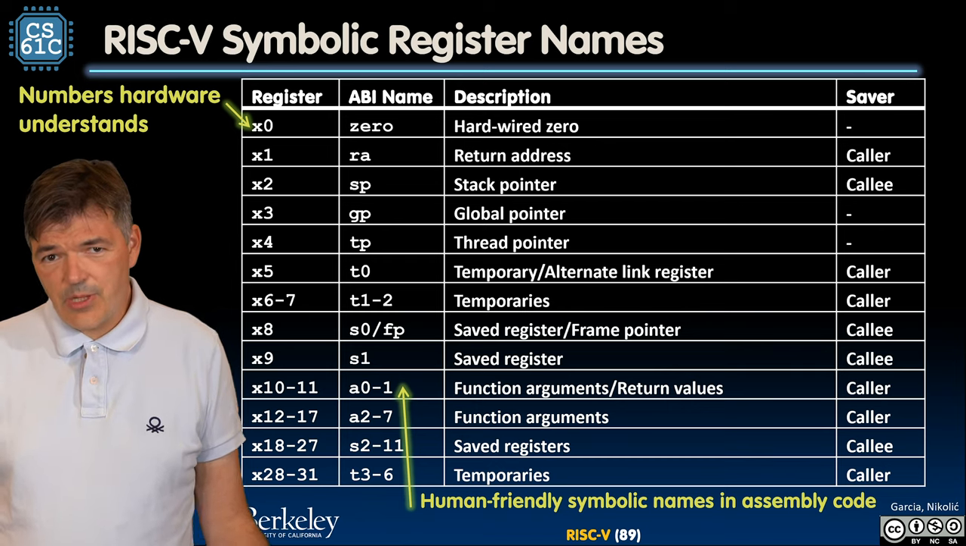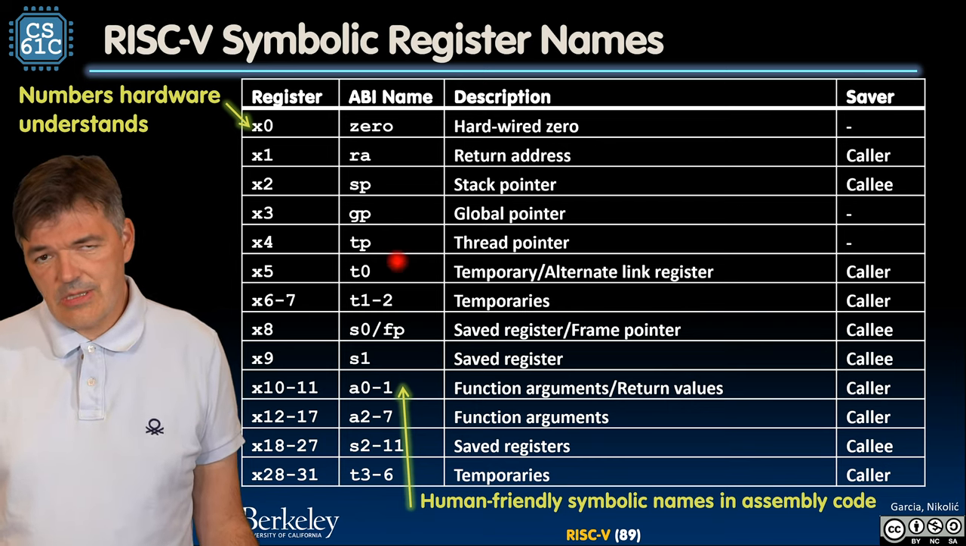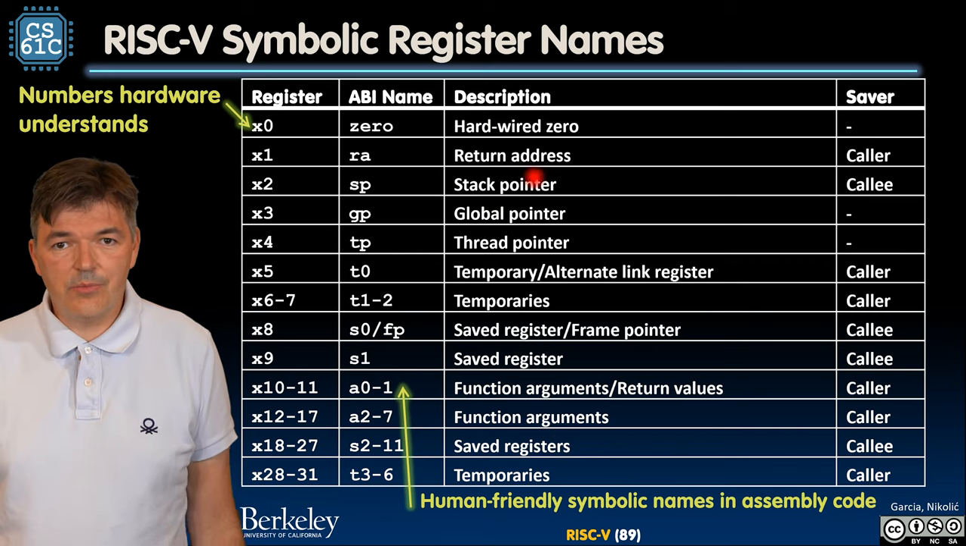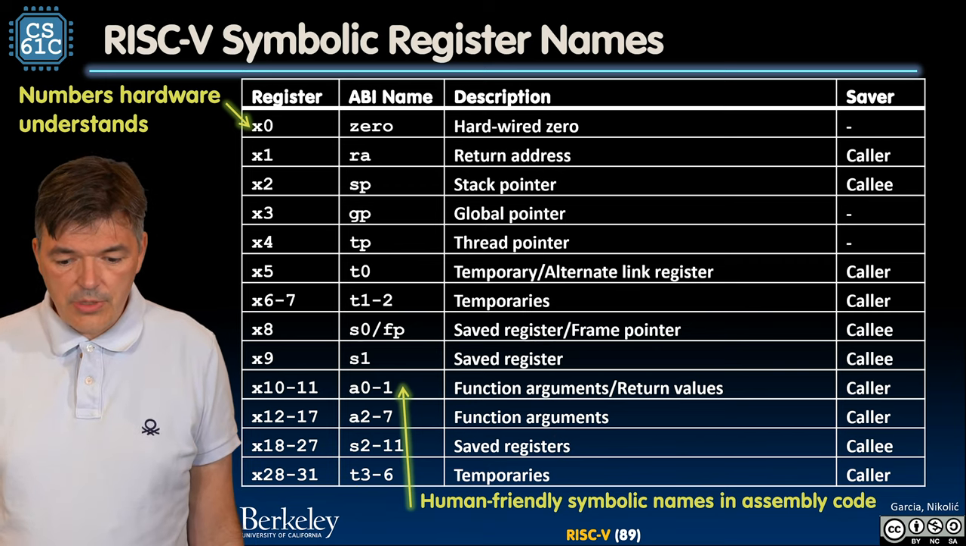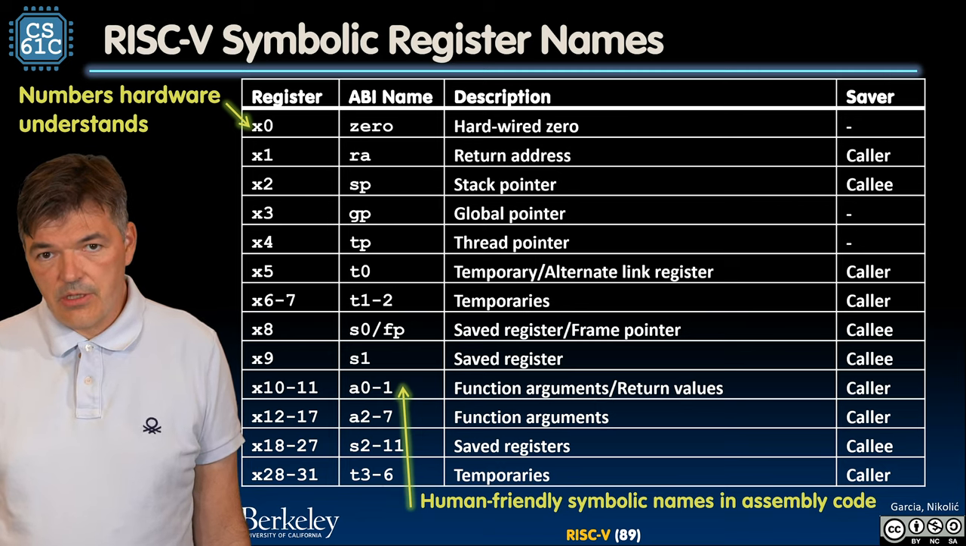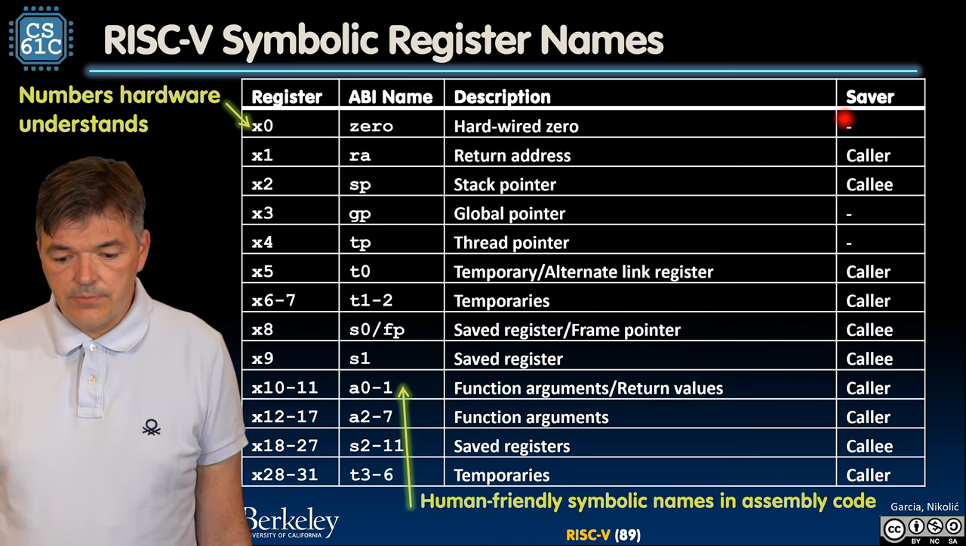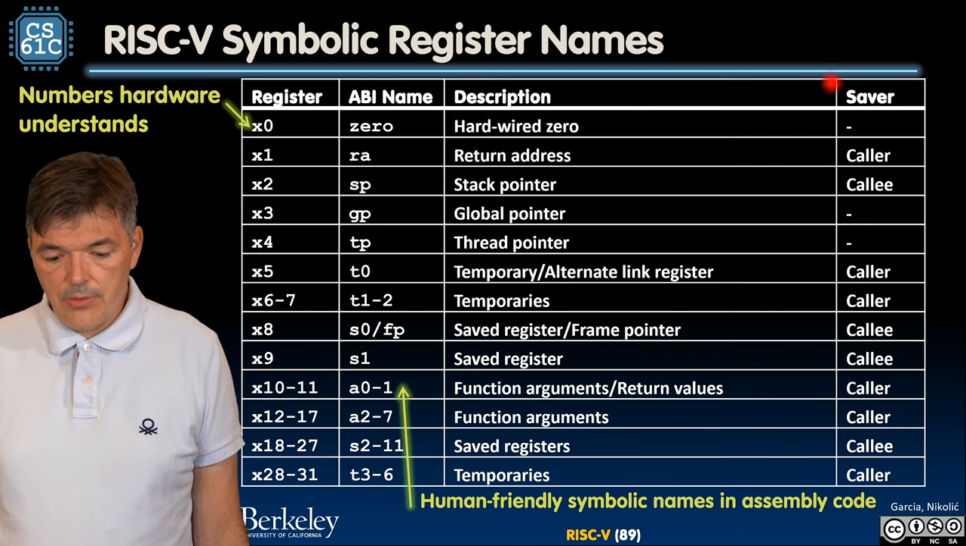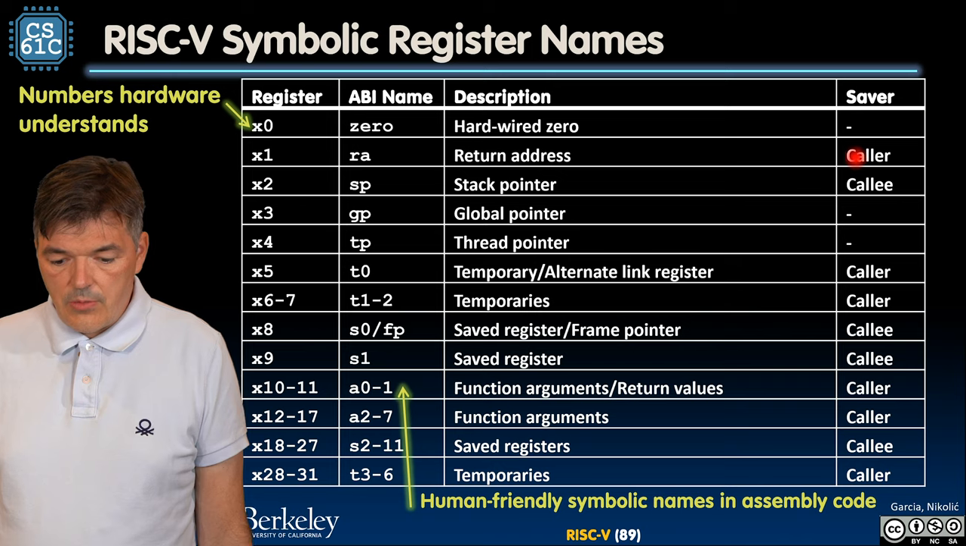Some of these are familiar and you have seen them. The other ones that you haven't seen, you probably don't need to get deep into detail with them. But the important thing here is, who is the one that needs to save the contents of that register if there is a nested call? So, well, nobody needs to save X0. Return address needs to be saved by the caller. Stack pointer is saved by the callee. Taken care of. We don't care about these.